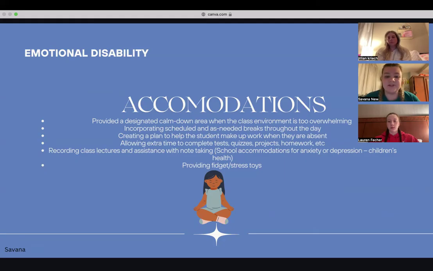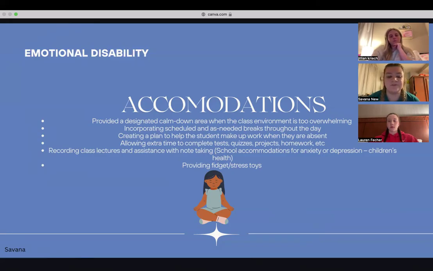Allowing extra time to complete the tests and quizzes and projects and homework, etc. This allows them to not focus on everyone else, because sometimes it can be distracting, especially if people are getting the quizzes and tests done quick, then they're just worried and becoming stressed and may not be doing the best they could be. So, not worrying about the time and allowing them to have that extra time allows them to focus and become more successful.